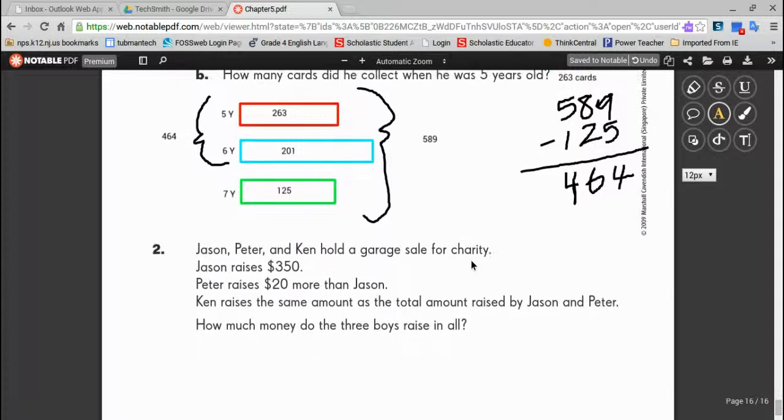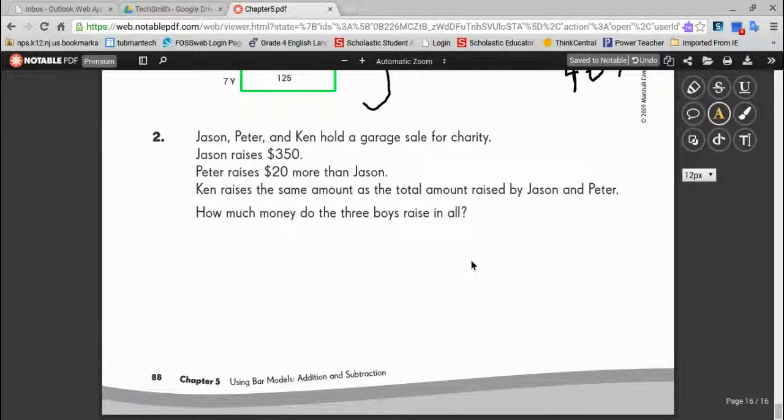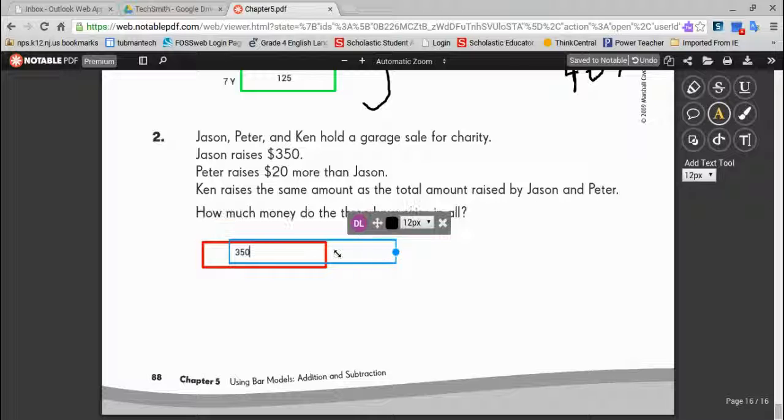Okay, let's do number 2. Jason, Peter, and Ken hold a garage sale for charity. Jason raised $350. All right, so the first thing I want to do, let's make a bar model for Jason. And let's put our 350 in there. And let's also put a J for Jason.